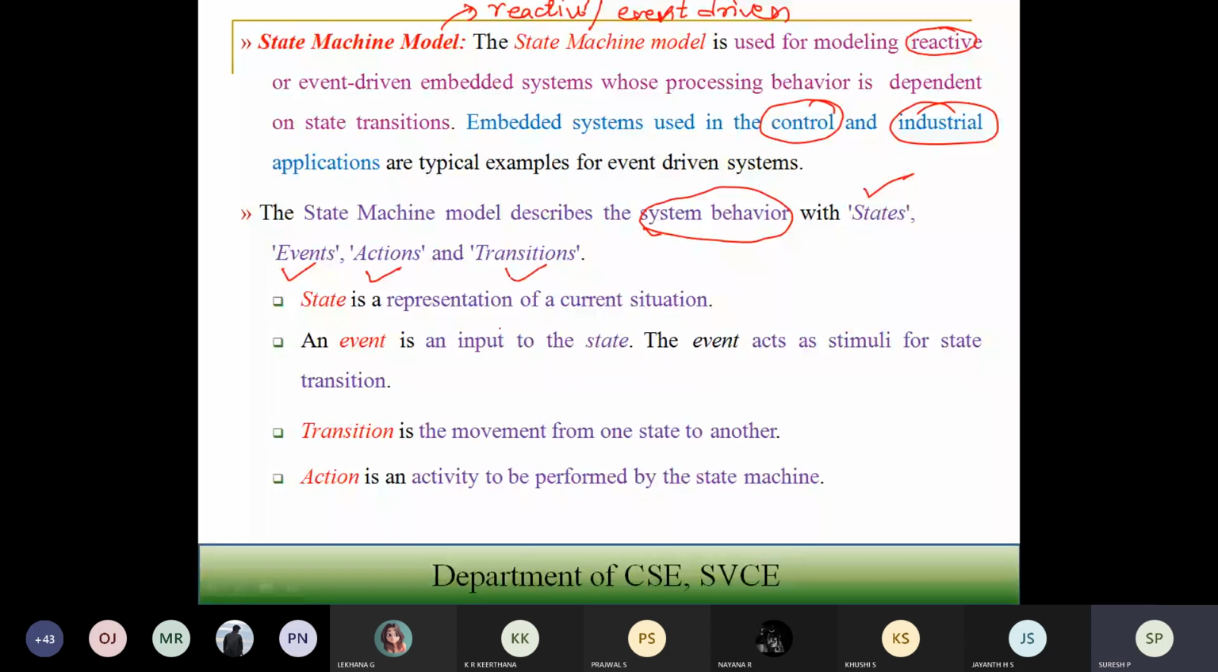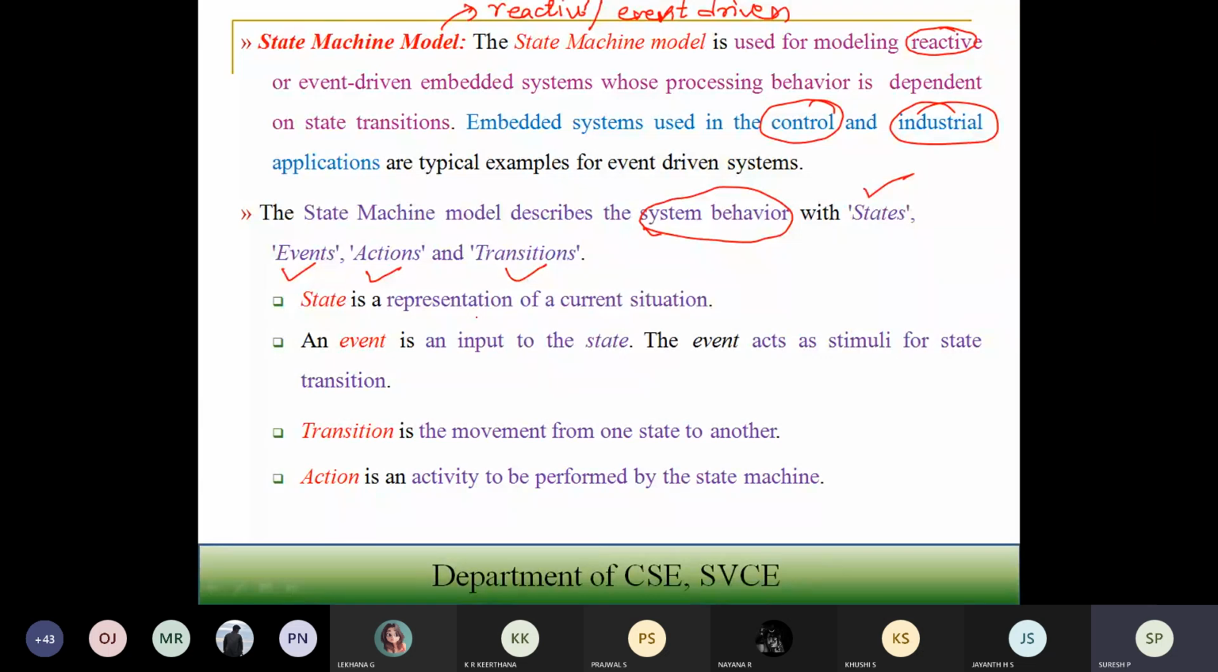So this particular model describes the system behavior, these things. One is state, second is event, third is action, fourth is transition. So now what do you mean by state? State is the first one. State is nothing but where your current situation is. It is a representation of the current situation.